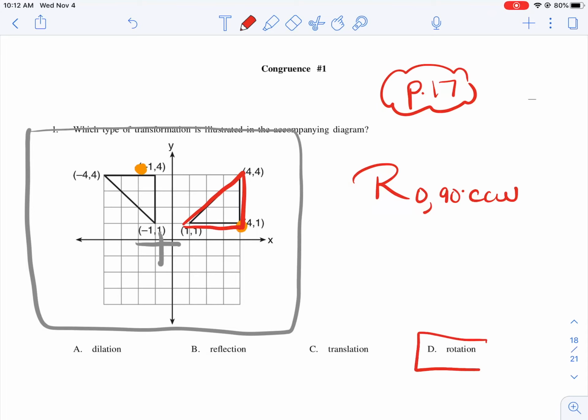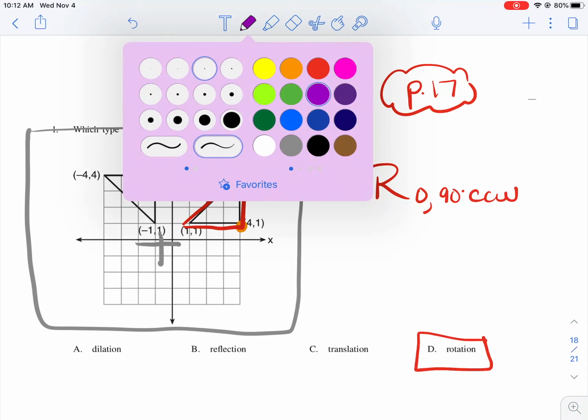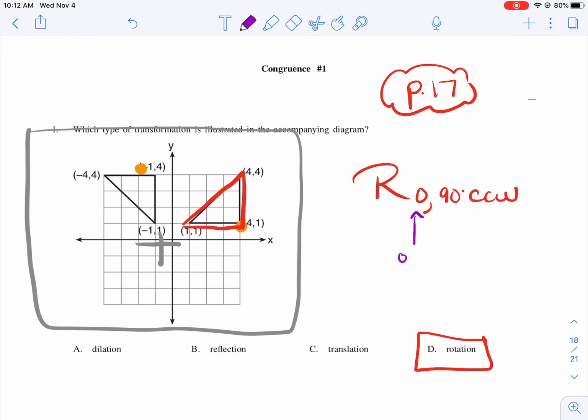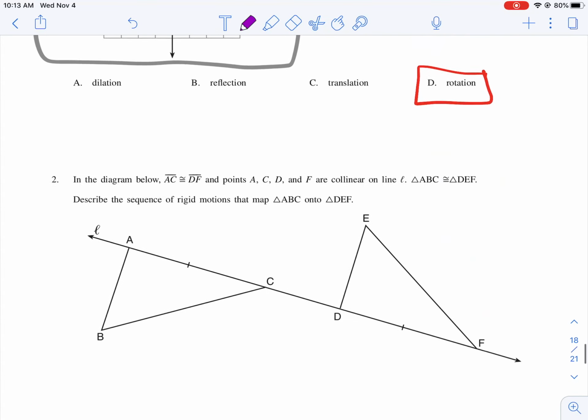So this is an easy multiple choice. It's a rotation, but I did just want to remind you guys, you need to have here O for the origin. You need to have your angle and also our direction. If, wink wink, we maybe ask you in a quiz or test to be specific, okay? Let's look at number 2.